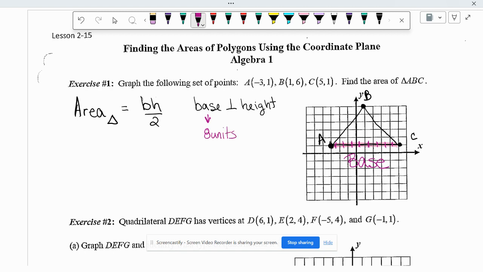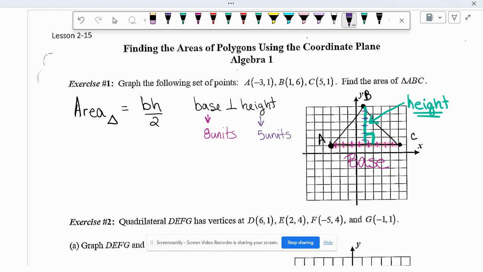Let's think about the height. If I were to drop a perpendicular from this top vertex, if I were to draw a straight line coming down, what do we know about vertical and horizontal lines? They are what to each other? They're perpendicular. So this is going to be my height. That line that we just drew is going to represent our height. How many units is that? 1, 2, 3, 4, 5. So our height is 5 units.